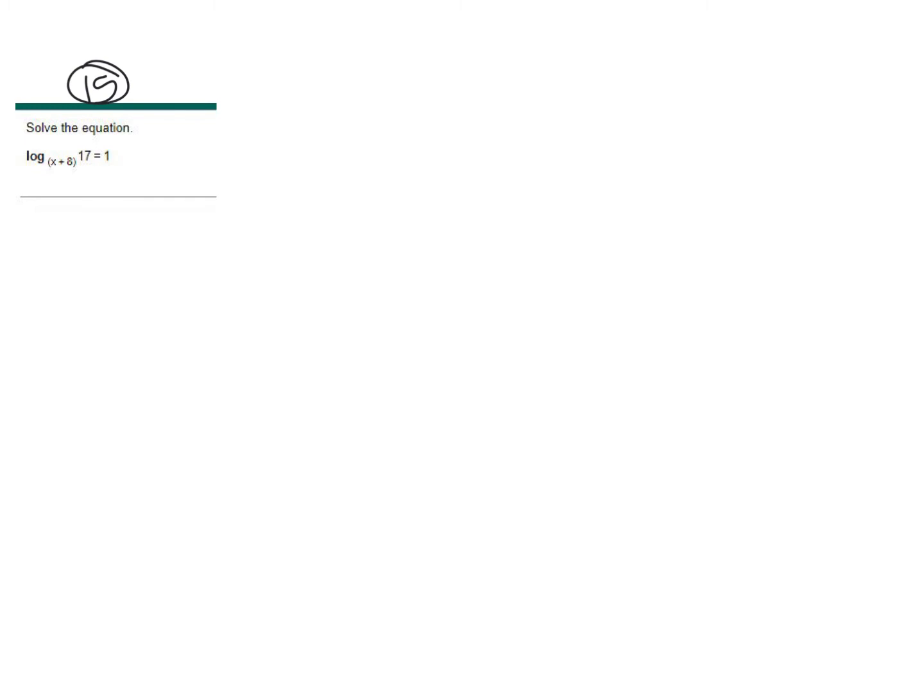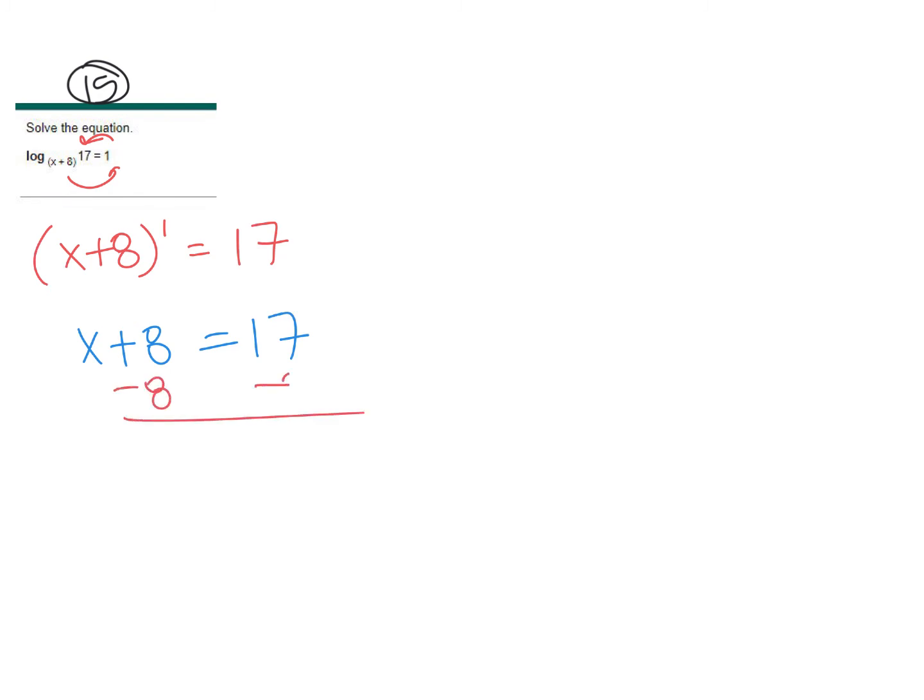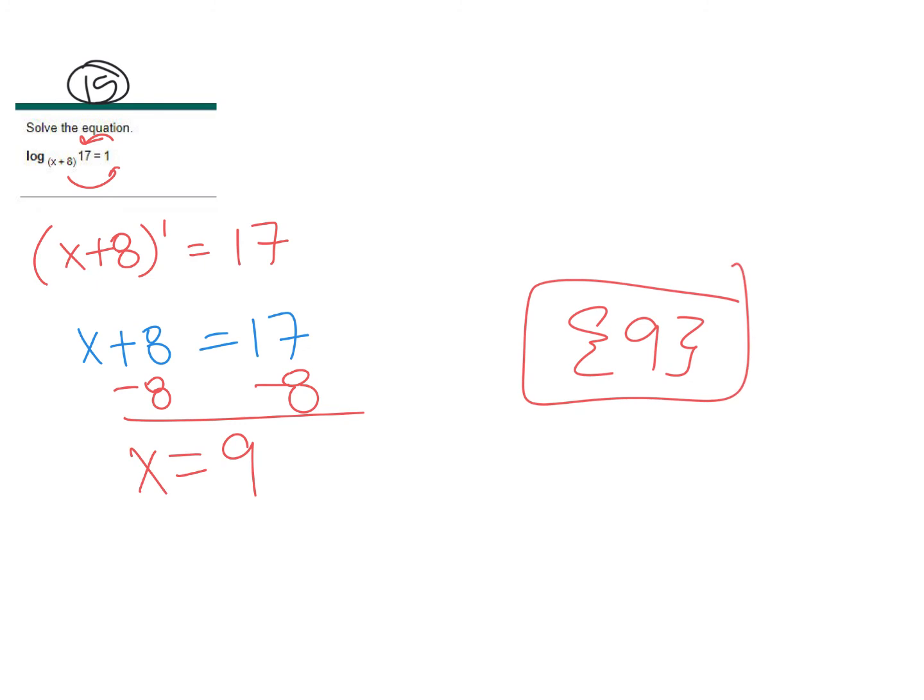So once again, I'm going to write it as an exponent first. So I always start with that little part, right? That's my base. So I have x plus 8 to the first power equals 17. And since it's x plus 8 to the first power, that's kind of nice because that's just x plus 8. So then I just have x plus 8 equals 17. And so I can just solve this by subtracting 8 from both sides, and I end up with x equals 9, which is what many of you had already placed in the chat.